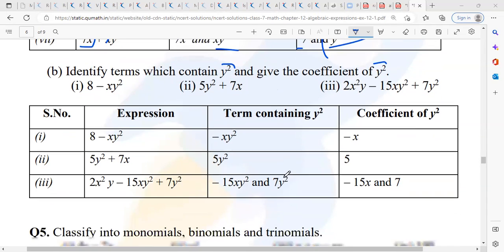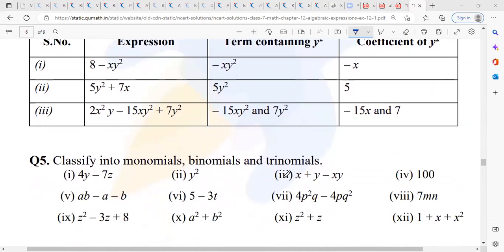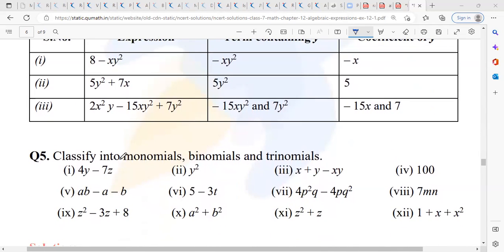Clear? Okay. Now this one, interesting and the easy one. You have to find monomials, binomials and trinomials. We already discussed this, right?